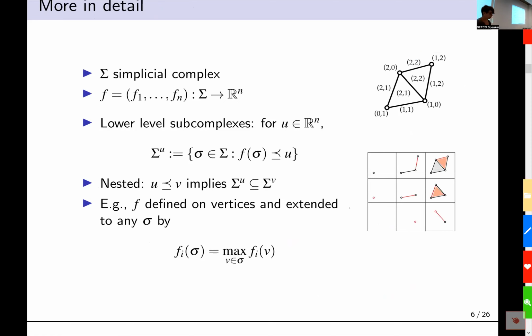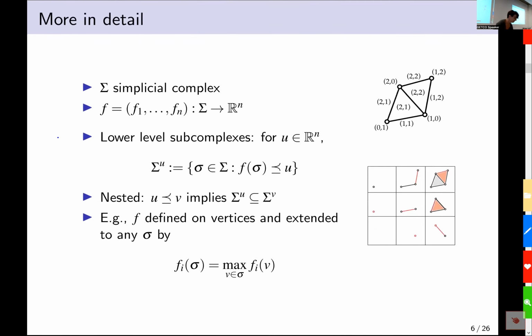So this is another picture. I'll go more in detail in the pipeline. So I start with the simplicial complex. I take a function with values in R^n on this simplicial complex. So in this case, for example, n is equal to 2. So for each simplex, I have two values.